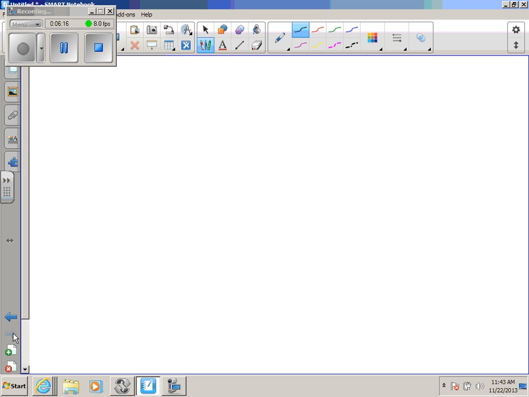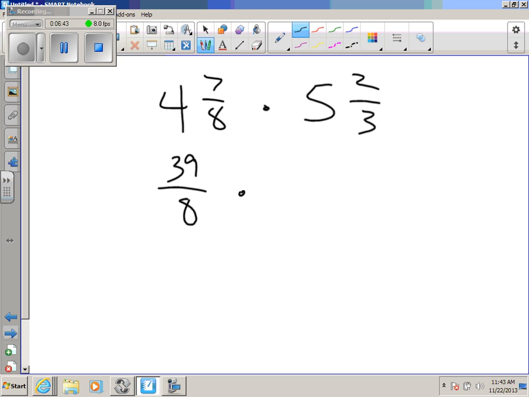4 and 7/8 times 5 and 2/3. Okay, rule number 1, everything has to be in fraction form. Are those in entirely fraction form? No. So now I've got to put them into improper fractions. 4 times 8, 32 plus 7 over 8. And 15 plus 2.